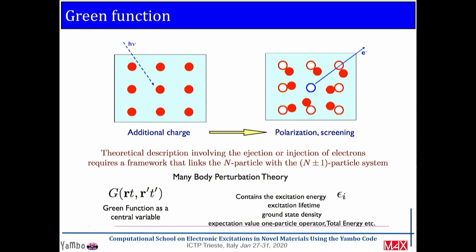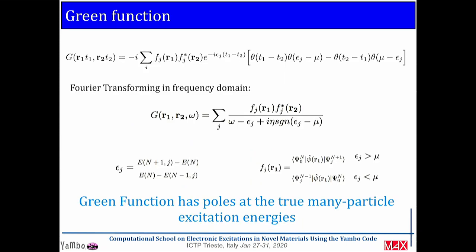Using Green function theory, we also have access to total energies and to any expectation value of a one-particle operator. So it's very powerful, this many-body perturbation theory and the Green function method. This was already shown by Andrea. This is the definition of the Green function: the creation of an electron at a time and position, we propagate in the system for a time T2 minus T1 with an interacting Hamiltonian, and we annihilate. This is the Lehmann expression, and it can easily be shown that these E_j, the poles, are exactly the many-particle excitation energies we are looking for.